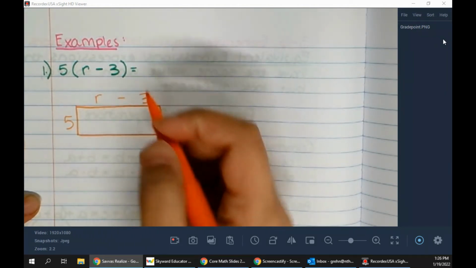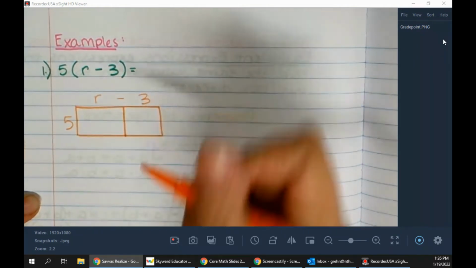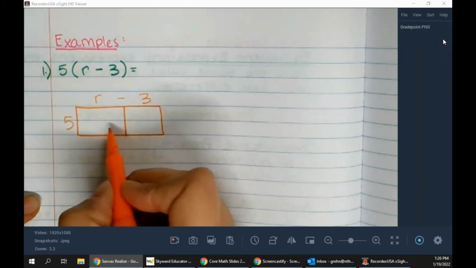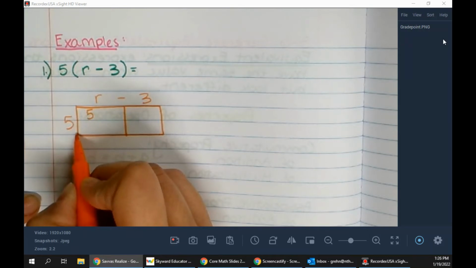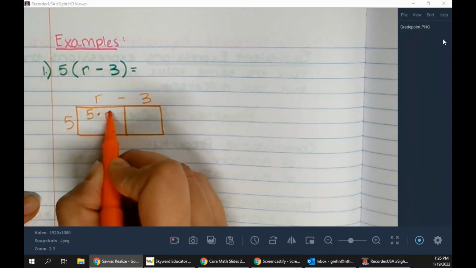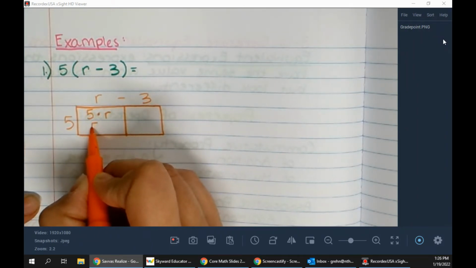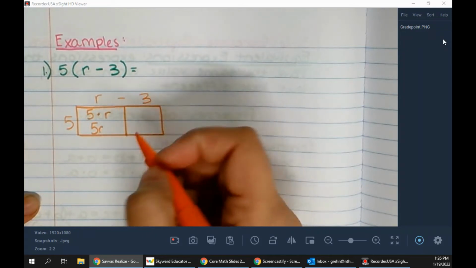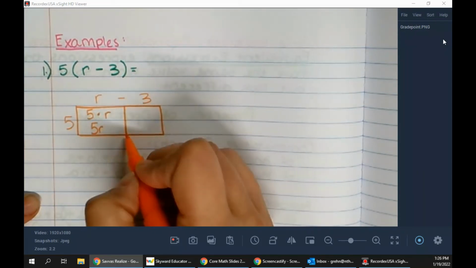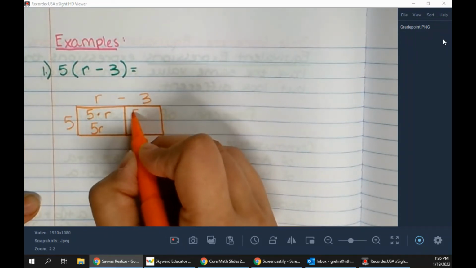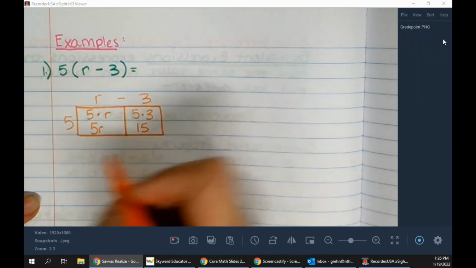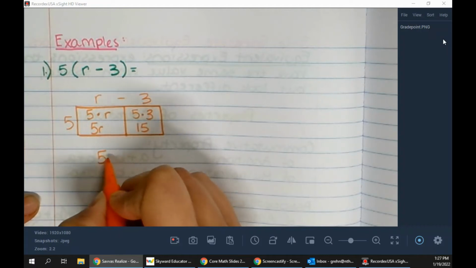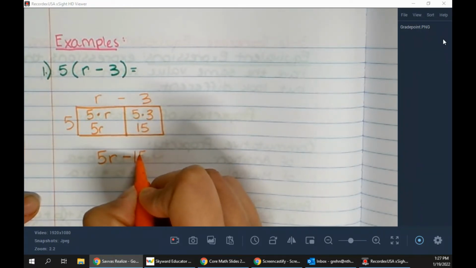Since there are 2 terms, I'm going to need 2 rectangles. So to find the area of the first rectangle, I need to multiply the length times the width, so 5 times r. And 5 times r we just write as 5r. For the smaller rectangle, the length and the width is 5 and 3, so I'll multiply 5 times 3, which is 15. So I can rewrite this as 5r minus 15.